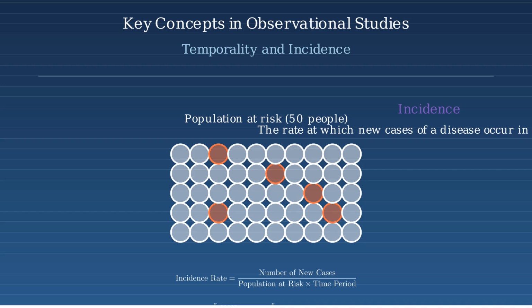It's important to distinguish incidence from prevalence. Incidence measures new cases over time, like water flowing into a bathtub. Prevalence measures all existing cases at a specific point in time, like the water level in the bathtub.